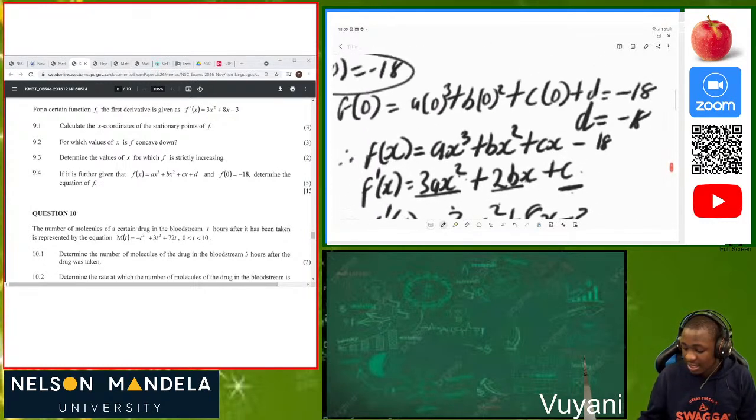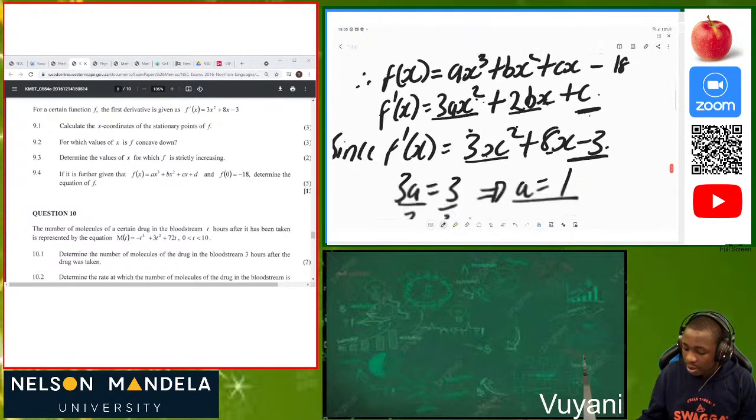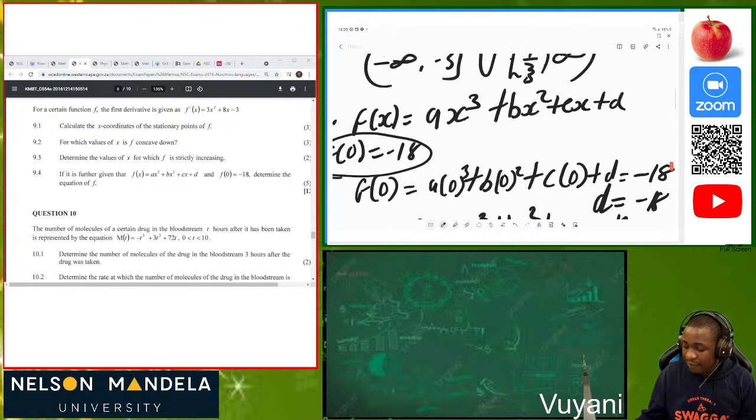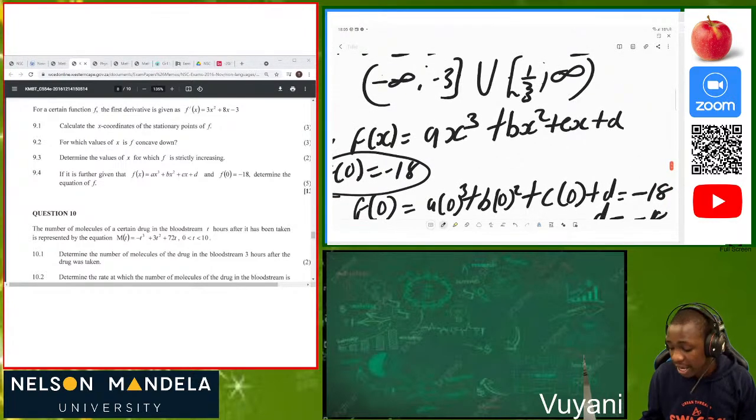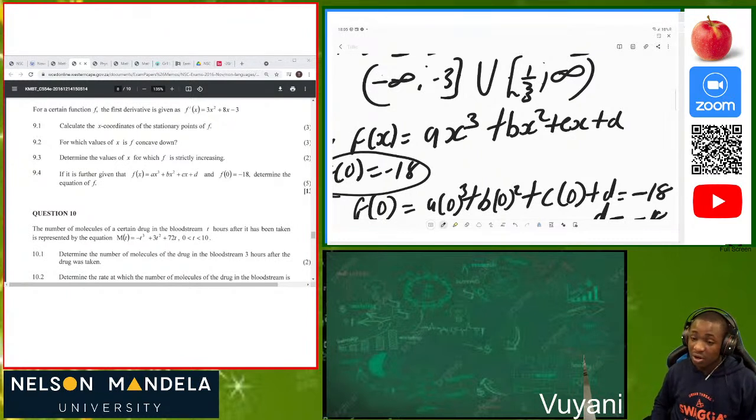So let me restart again. On this question, we start by looking at what we are given: f of x is ax cubed plus bx squared plus cx plus d. Then they told us that f of 0 is equal to -18. Since f of 0 is equal to -18, we know that's the y-intercept, so everything will be 0, 0, 0. Then we are left with d equivalent to -18.